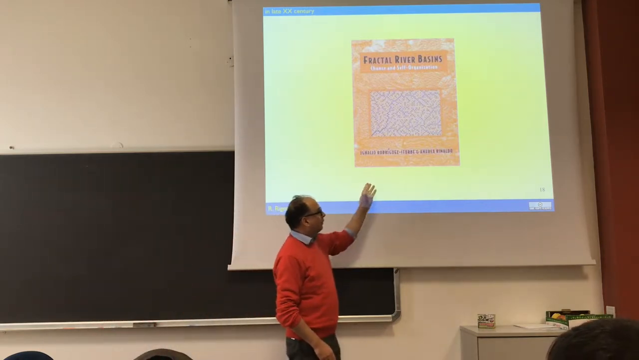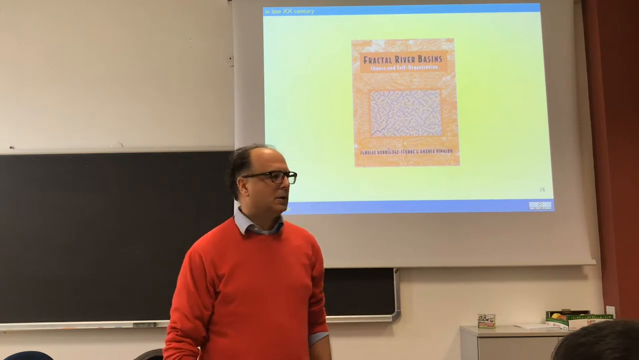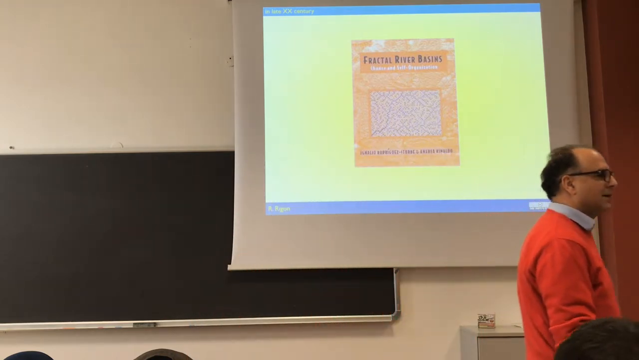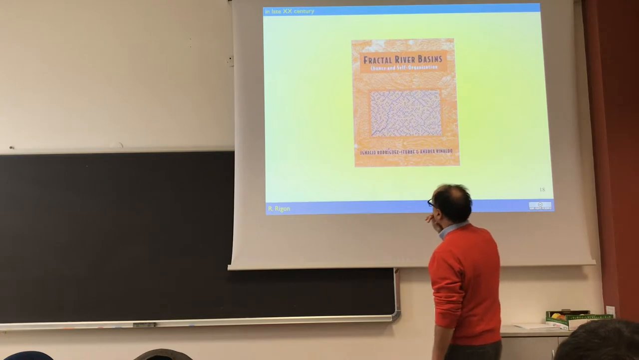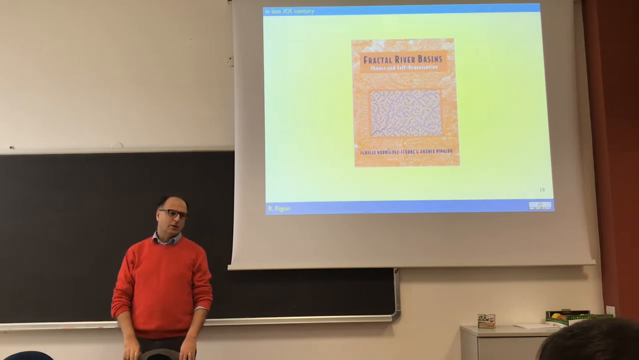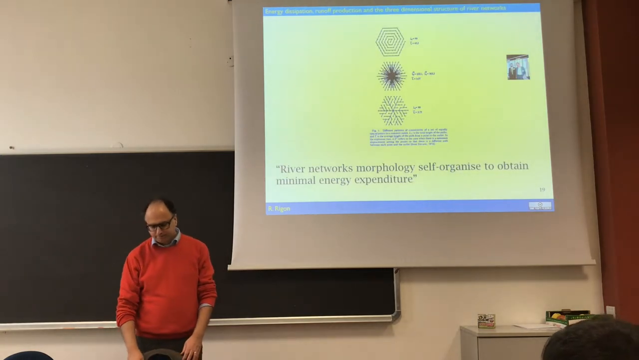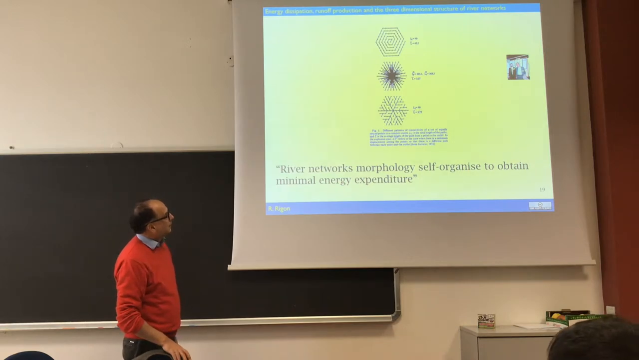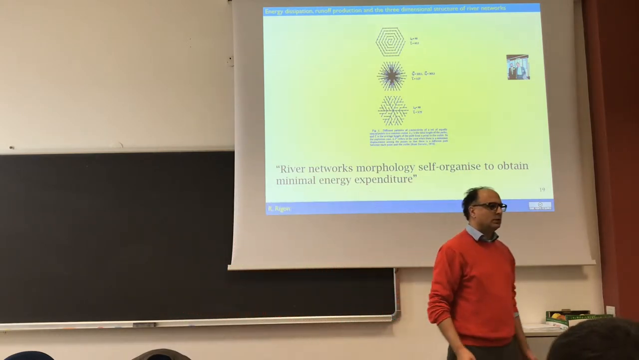There is another book which I am fond of, maybe I already mentioned it to you. It is about river networks, how the structure of river networks shapes the hydrological response, and why the surface of the Earth is shaped as it is. This book promotes the idea that there is a global principle of energy minimization, of entropy control. The work sustains the idea that the morphology of rivers self-organizes to dissipate less energy.